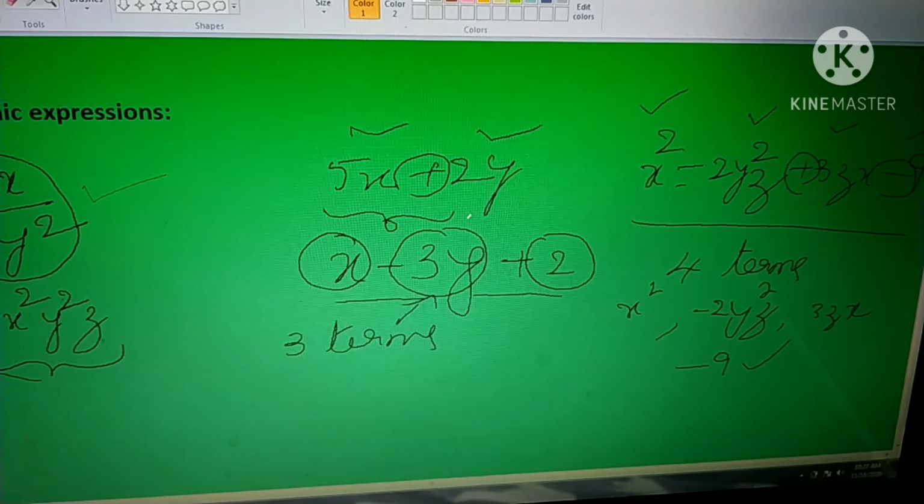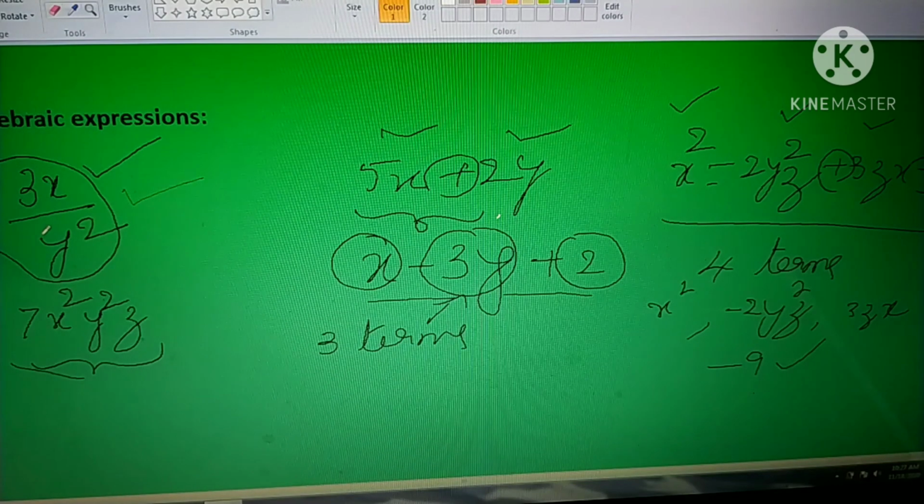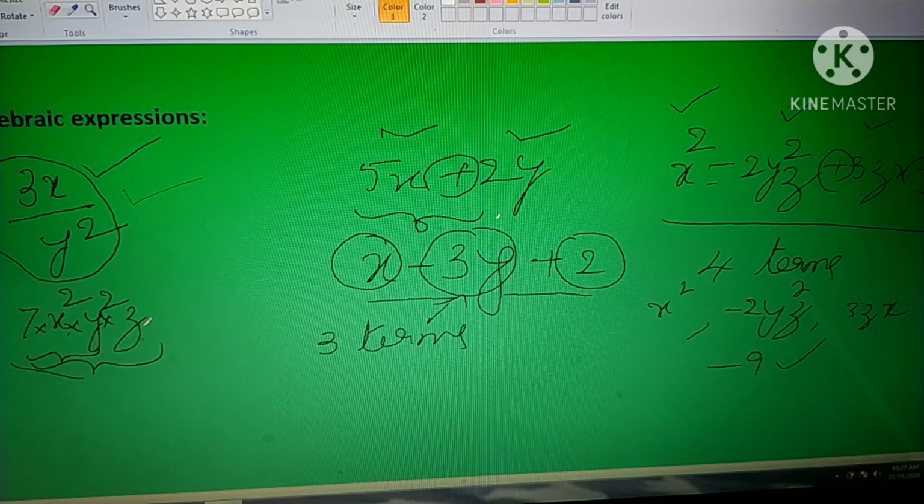If you observe the first one, 3x by y square, this is division, right? So we can divide algebraic expressions like this also. Now see this one, this is a multiplication, 7x square into, here we have the into symbol between variables. Here this is an addition of algebraic expressions, with a combination of plus and minus. So like that, all these mathematical operations can be applied to algebraic expressions.